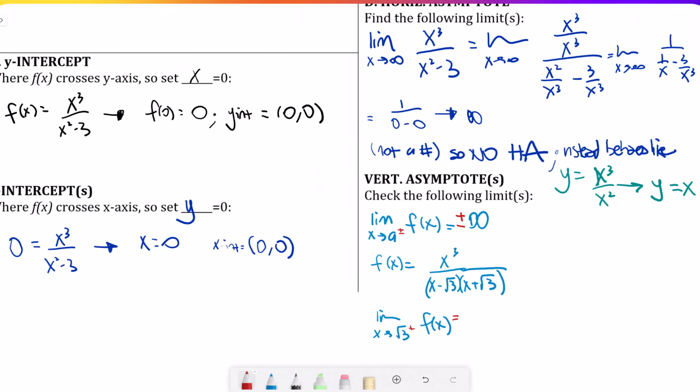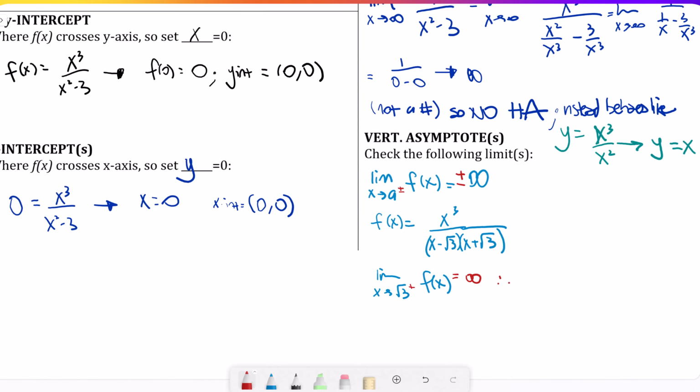Oh, that's all I need. One of the four possibilities happens. We have a vertical asymptote at x equals radical 3. By the same token, the limit as x approaches negative radical 3 of f of x.